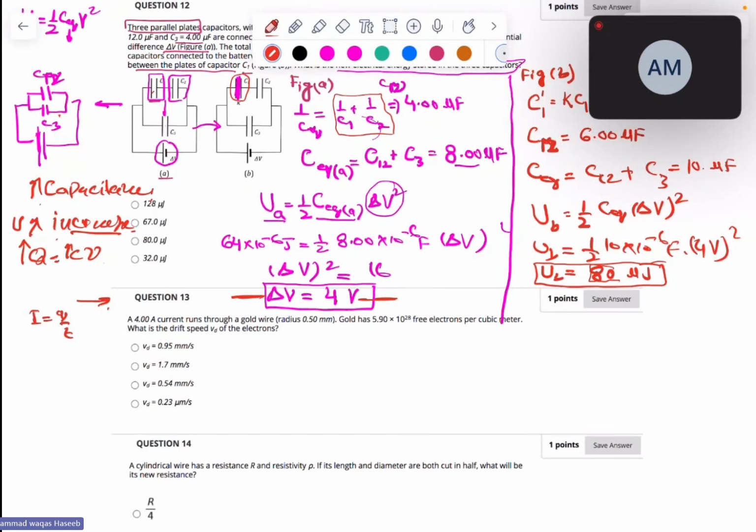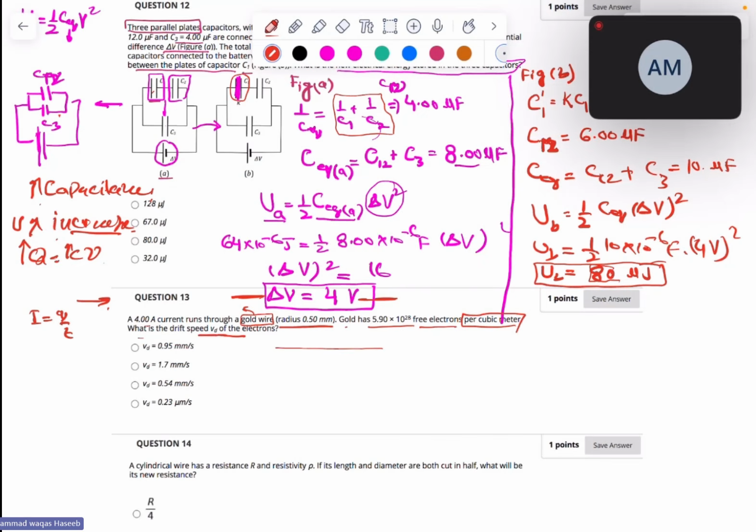A 4 ampere current runs through a gold wire. Gold wire is a metal wire, and metal has a property: it conducts electrons due to free electrons. The radius of the wire is 0.5 millimeter. Gold has this many free electrons per cubic meter. Then what is the drift velocity of the electrons?